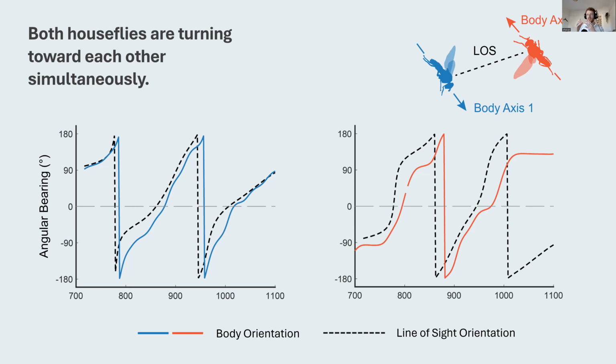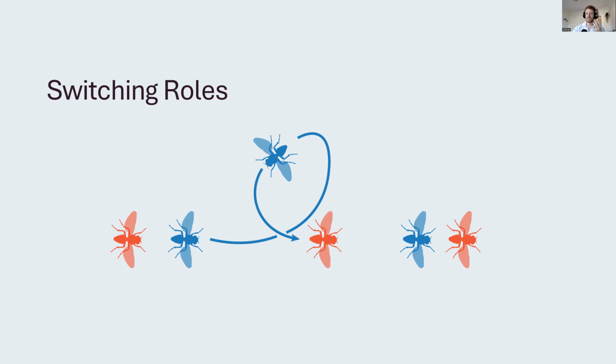So it's a competition about sensory lock. It's a competition about who can stay on the other. And this is quite familiar. So how does this help us understand how they switch roles, and how do they switch roles?